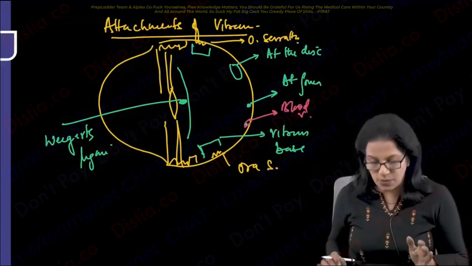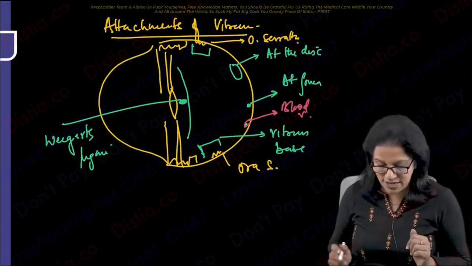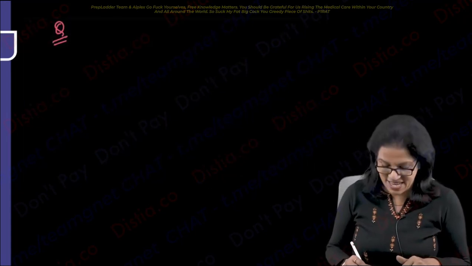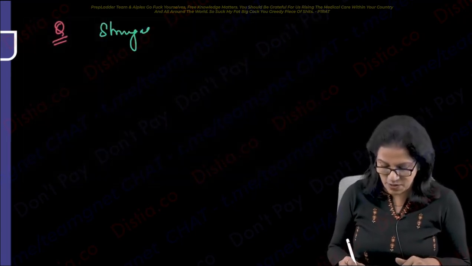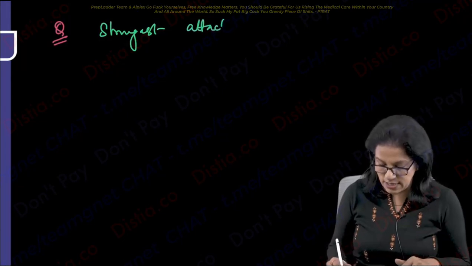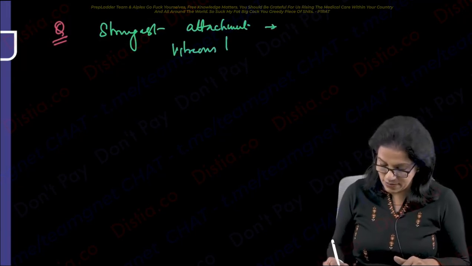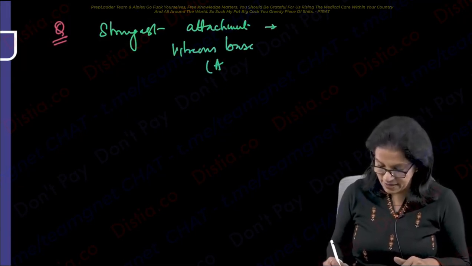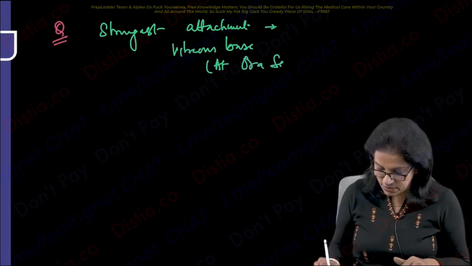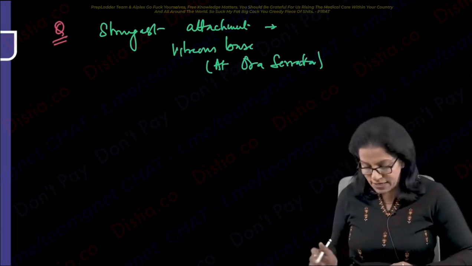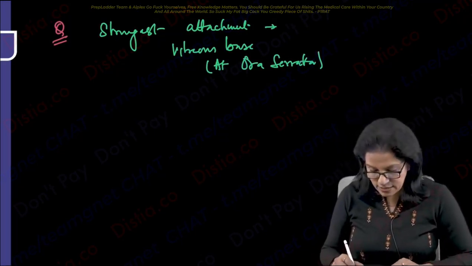Okay? So once we know these different attachments, the question they have asked you is, which is the strongest attachment to the retina? So what is the strongest attachment to the retina, or what is the strongest attachment of the vitreous? It is always vitreous base, okay, at ora serrata. So here we solve another important question. Okay, then next heading is floaters.